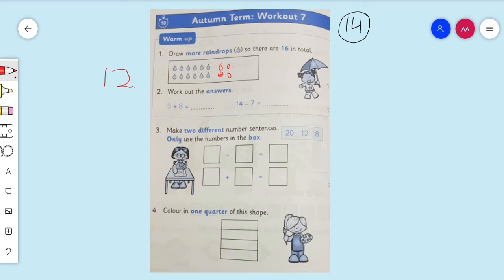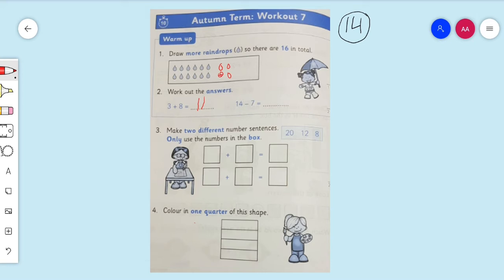Now let's do question number 2. Question number 2 is work out the answers. We need to work out the answer of 3 plus 8. We need to find the bigger number. Is 8 the bigger number or 3? Yeah, 8 is the bigger number. So we put 8 in your mind and count on 3. 8 in your mind and count on 9, 10, 11. 3 plus 8 is 11.